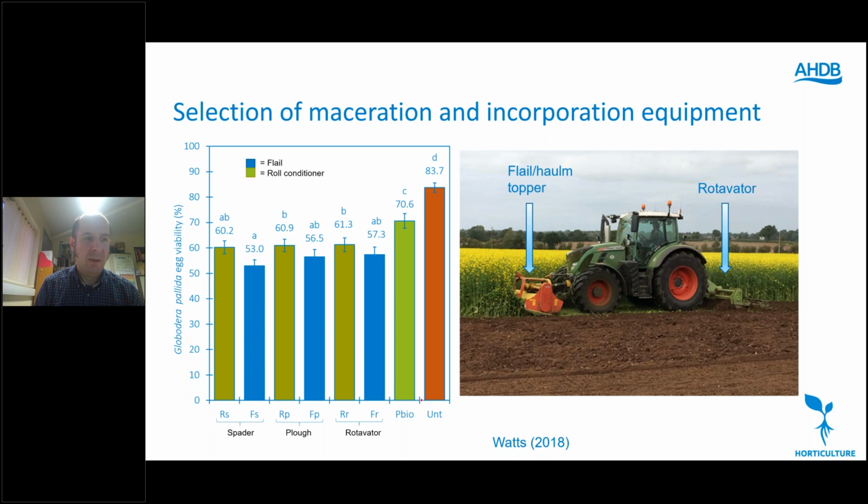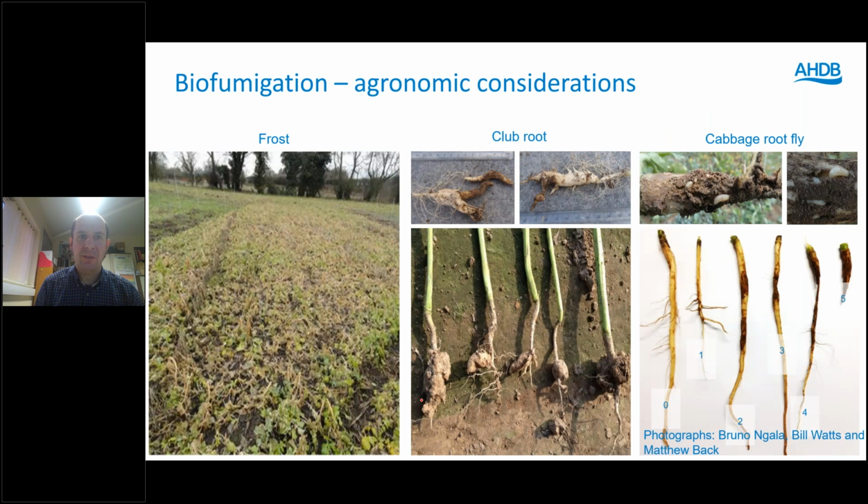Okay, so these are just a few effects that you might want to consider with biofumigation. The first should put you off growing Indian mustard during the winter. This is frost damage on the left-hand side.